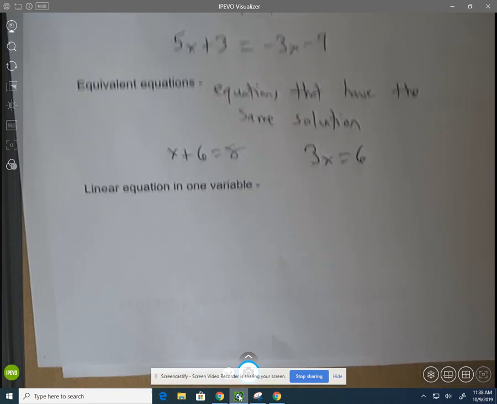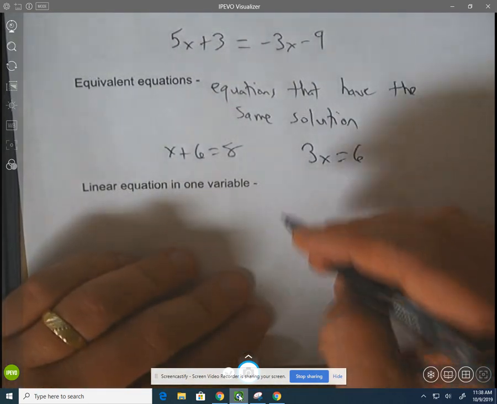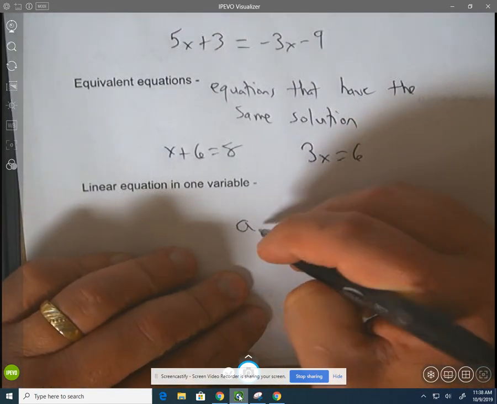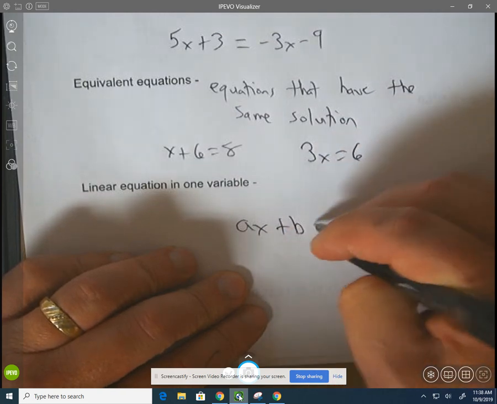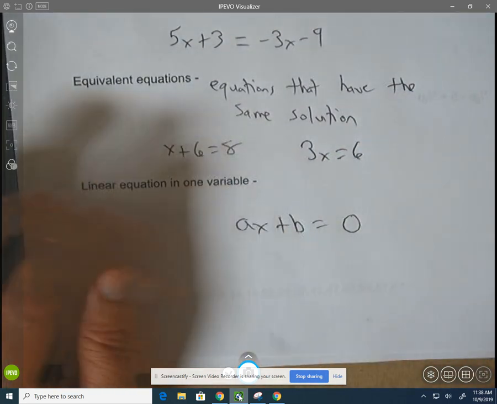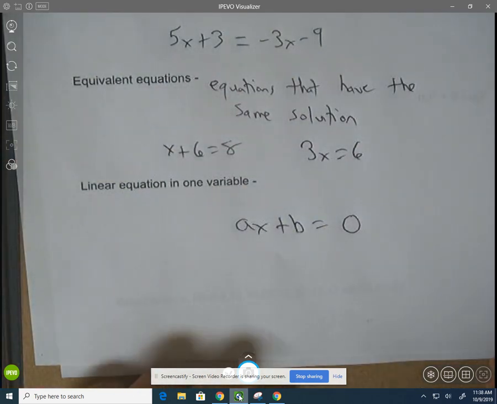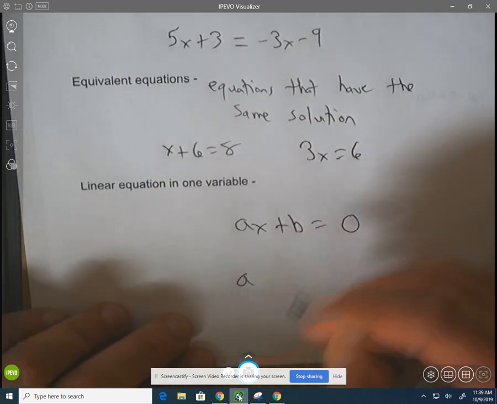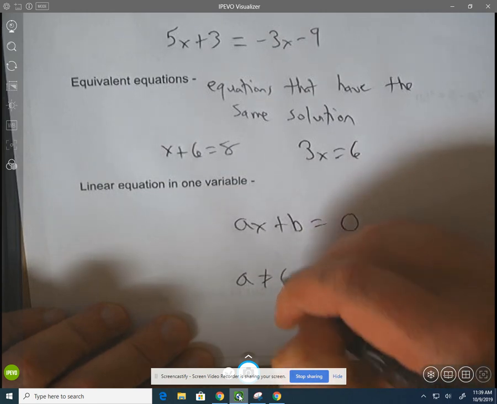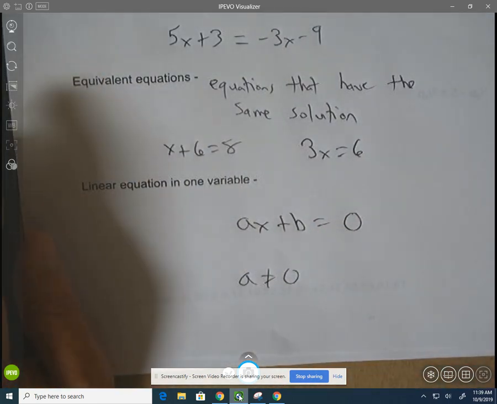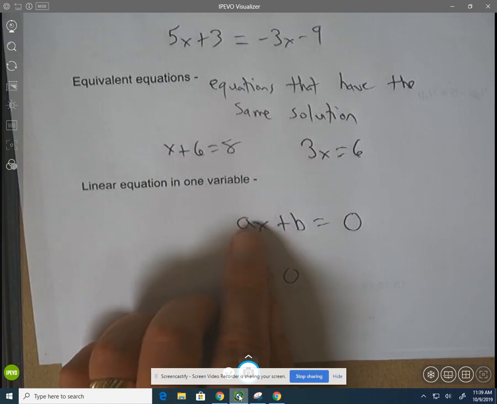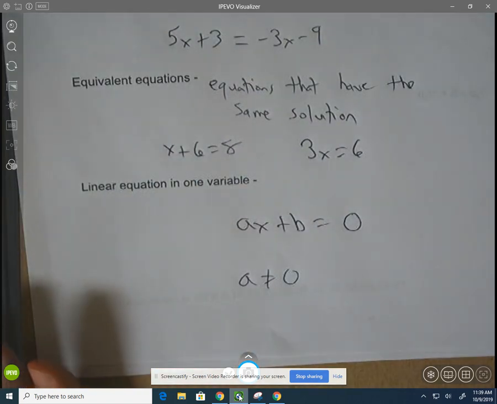So we would call these two equivalent equations. And then finally, this idea of linear equations in one variable. Linear equations in one variable are any equations that I can write as ax plus b equals 0, where a and b are just any real number. The only restriction to that is a can't be 0, because if a was 0, you'd have 0 times x, and now you don't have a variable at all.